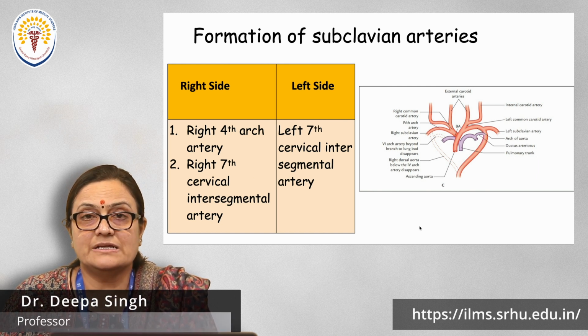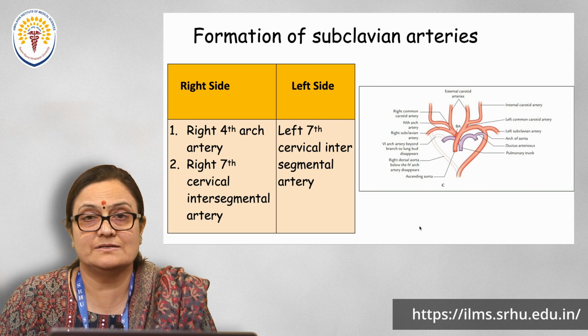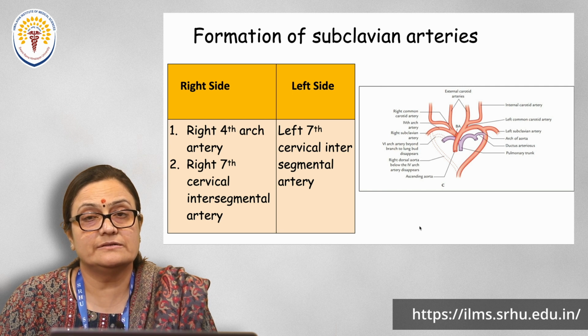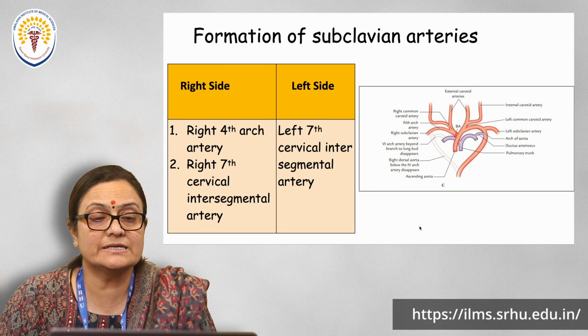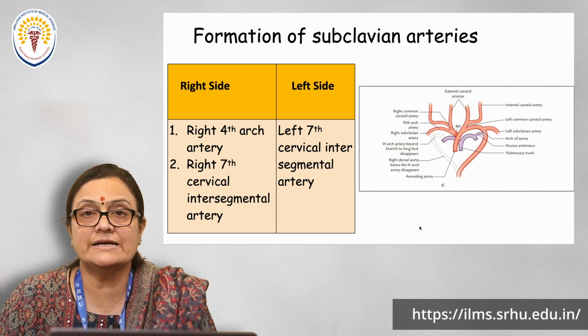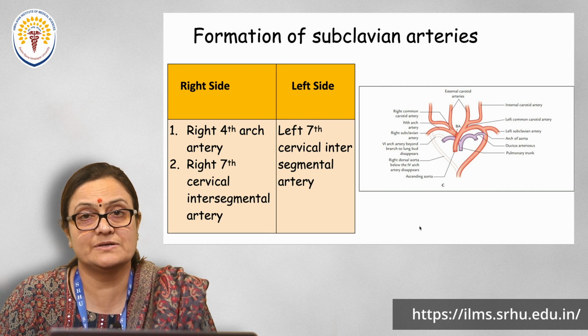So, what happens on the right side? See, the right side subclavian artery has 2 sources of development. What are these 2 sources? The first one is the right fourth arch artery. The right fourth arch artery has not contributed to the arch of aorta, so it is contributing to the subclavian artery. And the second contribution is the right 7th cervical intersegmental artery.